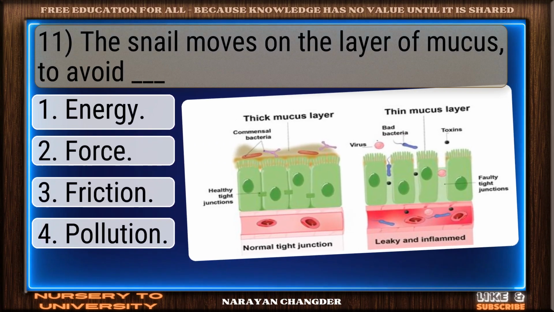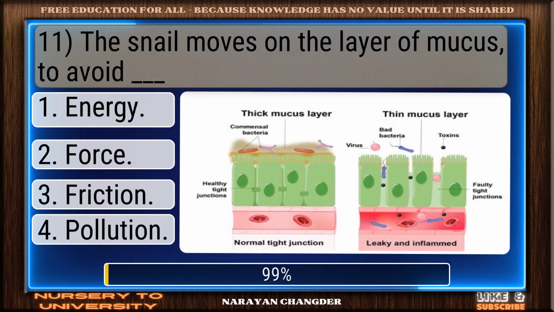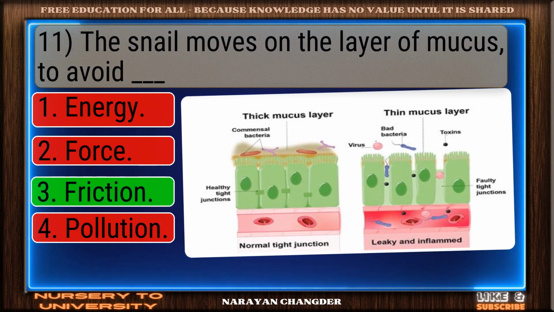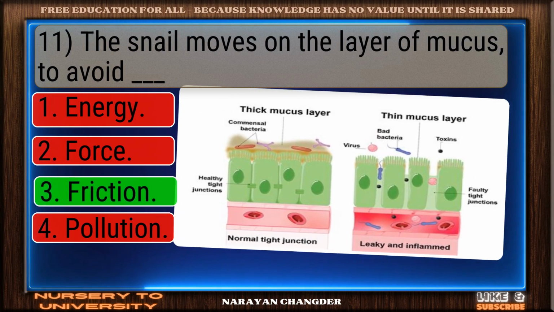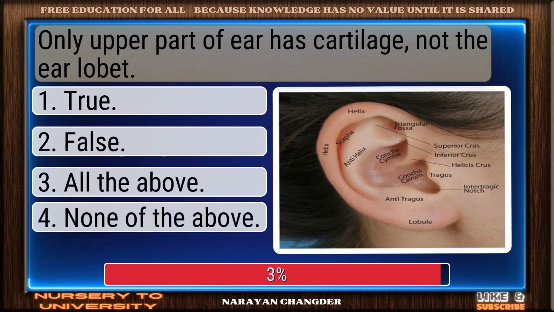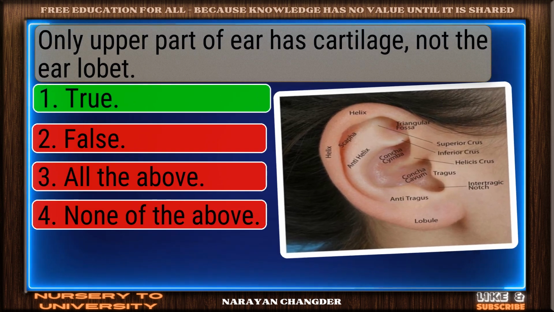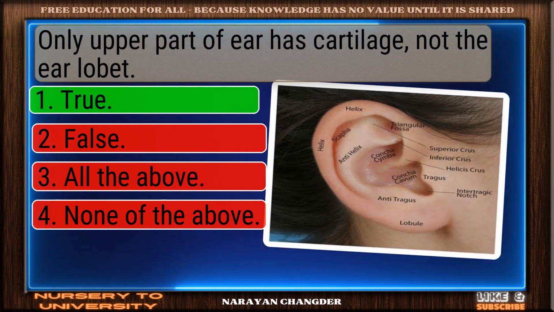The snail moves on a layer of mucus to avoid dash. Great thinking. Friction is the right choice. Only the upper part of the ear has cartilage, not the ear lobe. Well picked. True is the correct answer.